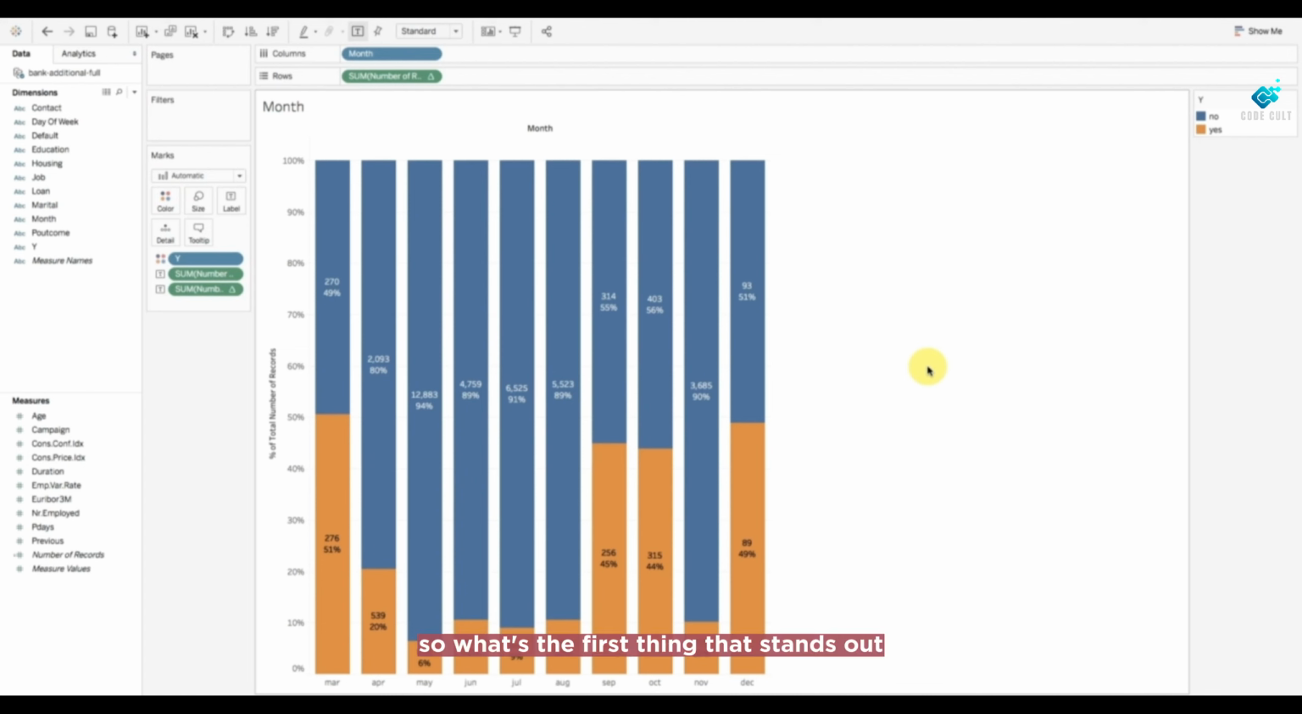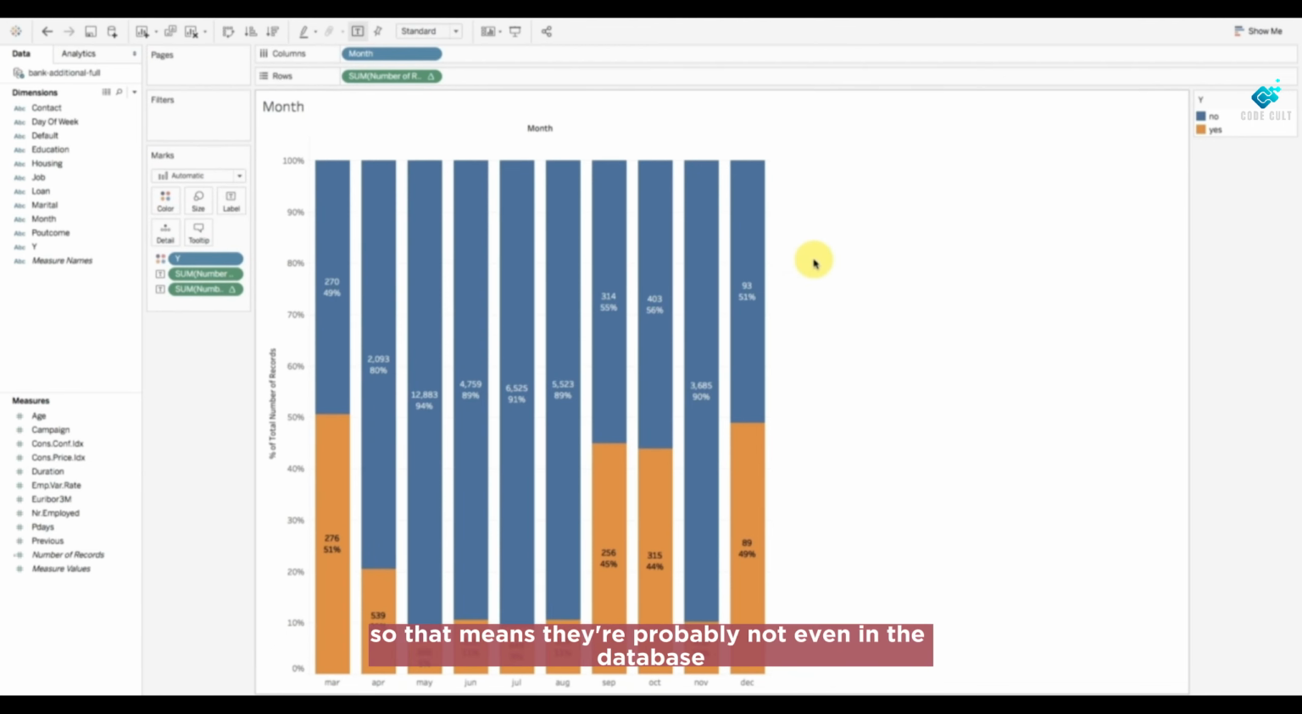So what's the first thing that stands out? The first thing that should have stood out when you were looking at this visualization is that somehow we only have 10 months. January and February completely dropped out of this visualization. They're not here. So the first thing we'd look at is filters. There are no filters on. So that means they're probably not even in the database or in the data set.